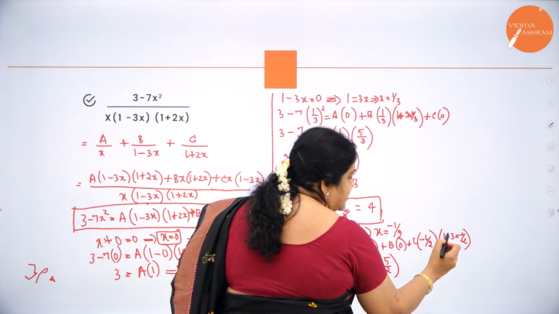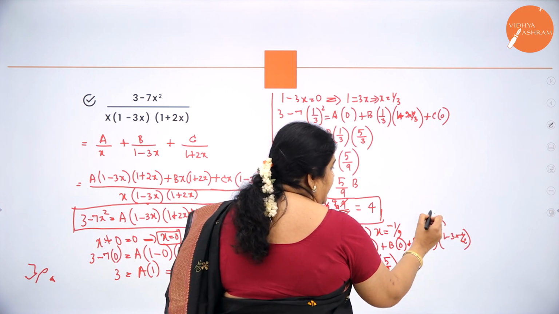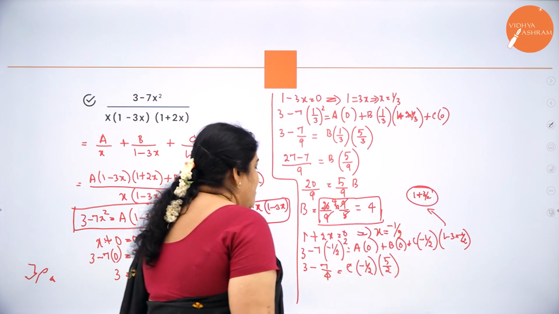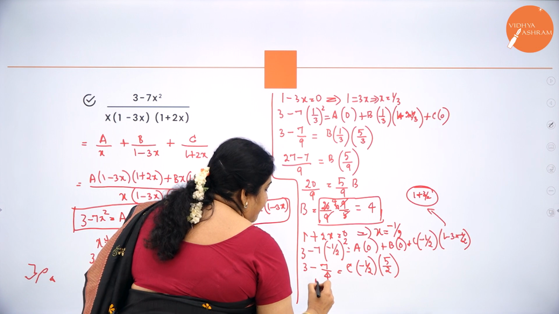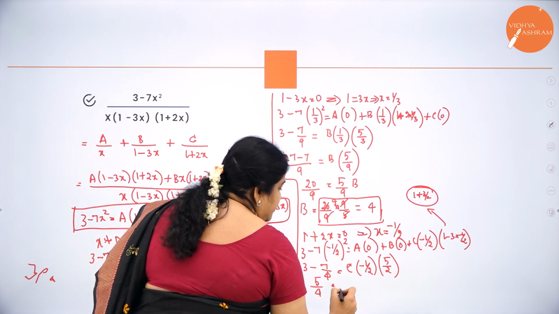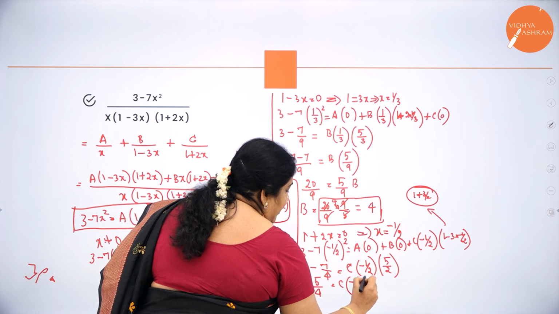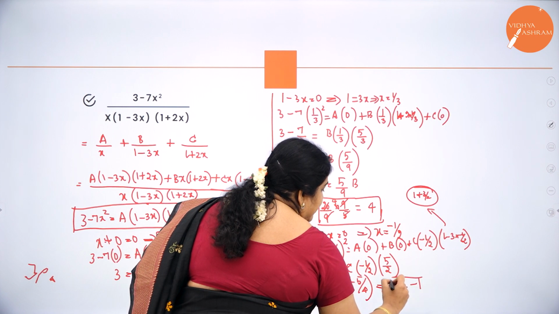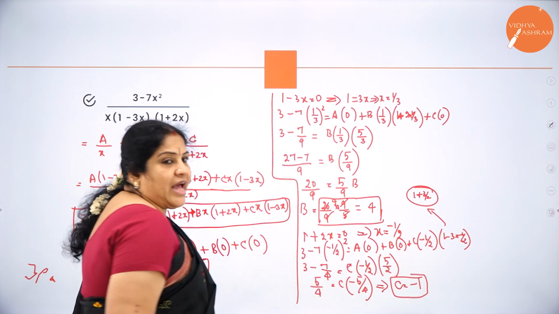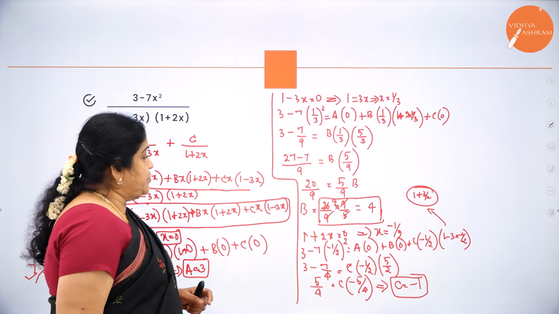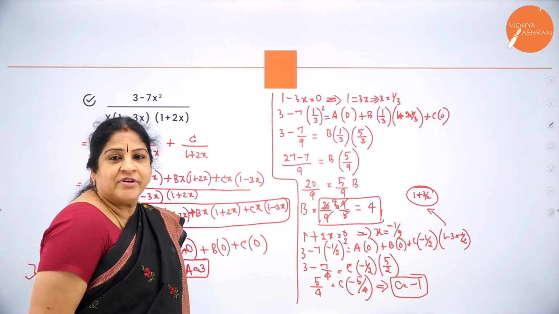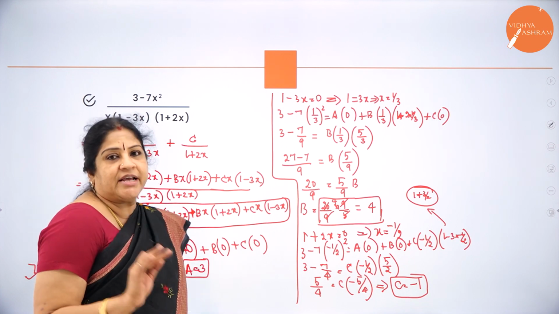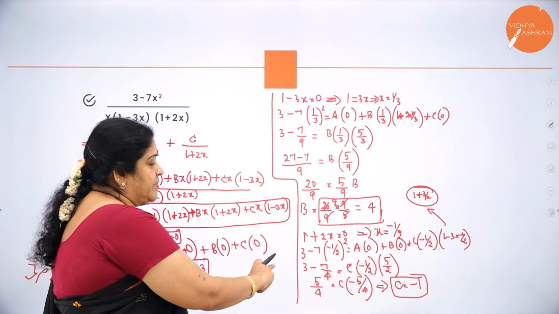I hope this is clear. Negative into negative is positive. So this will become actually 1 plus 3 by 2. So that gives you 5 by 2. So this will be 5 by 4 is equal to C into negative 5 by 4. So this gives me C is equal to minus 1. I hope this calculation is clear. All that you need to be careful is about calculation of fractions, LCM, proper cancellation, your basic maths rules, you have to be very clear with. Then you get the value.